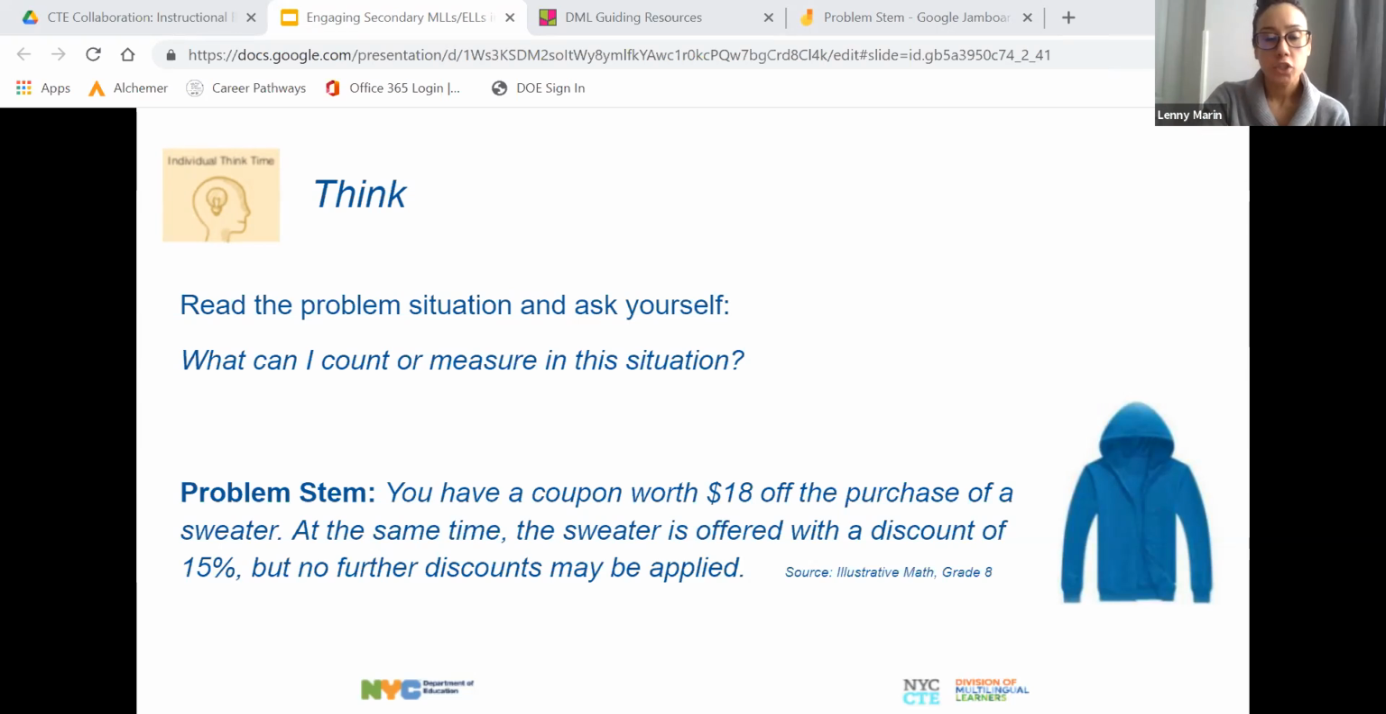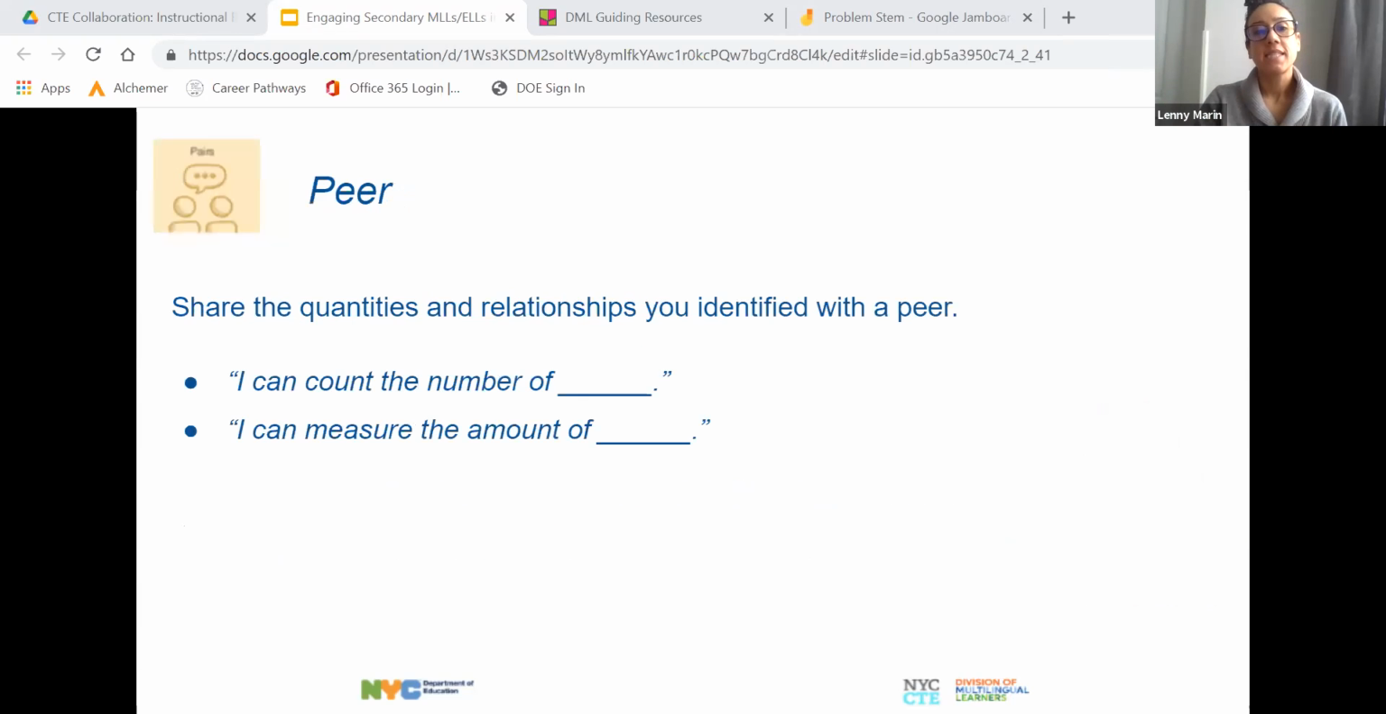And what we're going to do is you're going to go into breakout rooms. There'll be a few people in the room with you. And what I would like you to do is share that information. There are a few sentence stems here for you to use if you want. I can count the number of blank. I can measure the amount of blank. So you're going to go into the breakout rooms for a few minutes just to have the ability to share that information. And then I want you to come back to the whole group.